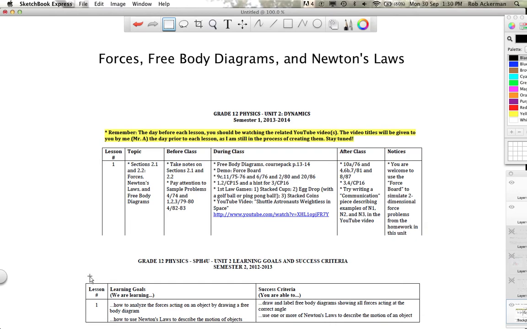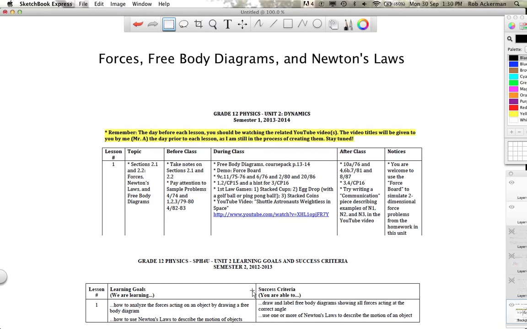Also in this video, I'm going to start referencing the learning goals and success criteria, a PDF that I'm going to send out to you on a regular basis at the start of each unit. So for lesson 1, the learning goals, so this is what we're actually learning, as I mentioned, free body diagrams and how to analyze the forces acting on an object, and then how to use Newton's laws to describe the resulting motion of those objects. So by the end, what are the success criteria? What should you be able to do?